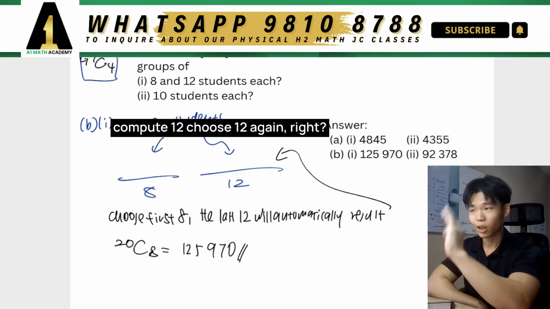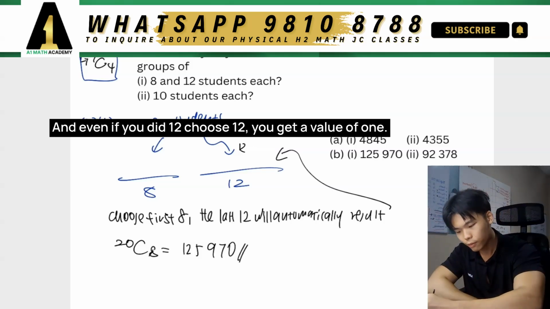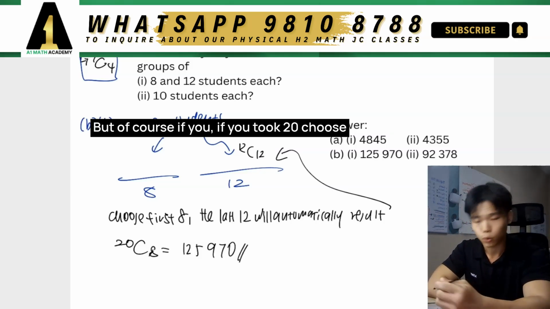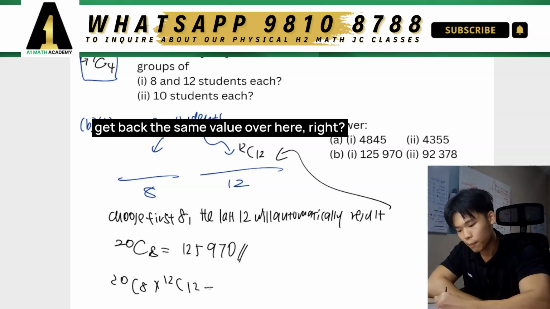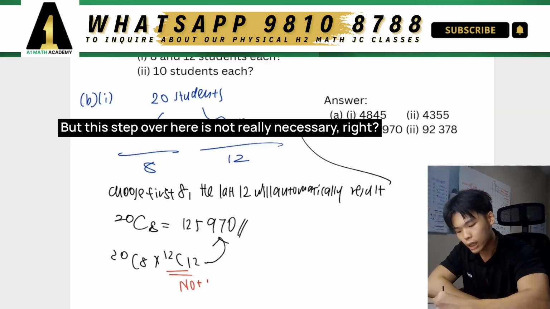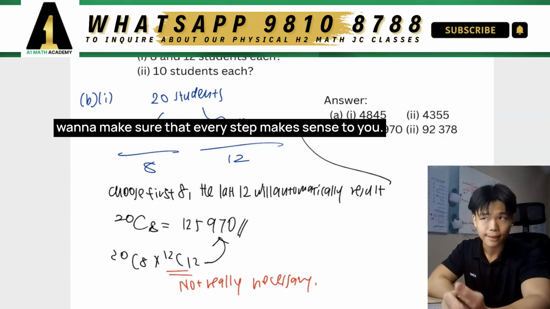You don't need to compute 12 choose 12 again. Even if you did 12 choose 12, you get a value of 1, so it's not really that necessary. But of course, if you took 20 choose 8 times 12 choose 12, you will also get back the same value over here. But this step is not really necessary, especially when you're first learning the chapter, you want to make sure that every step makes sense to you.